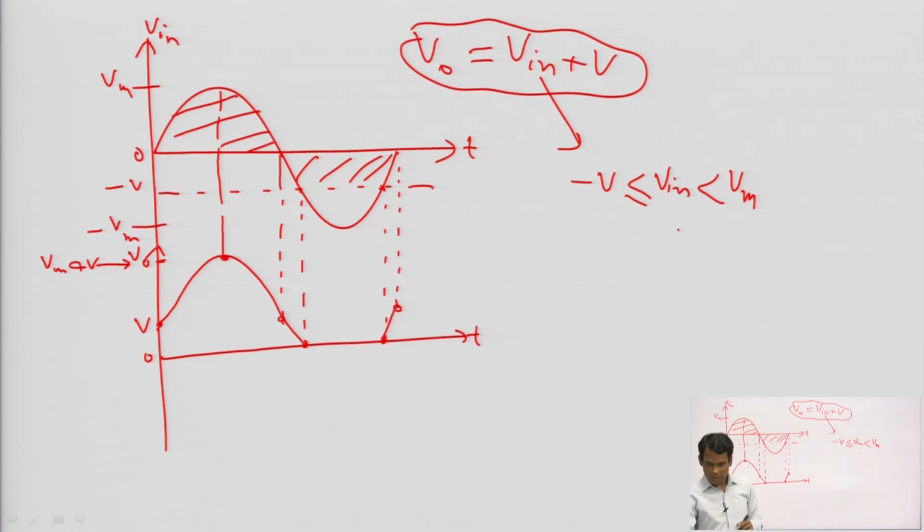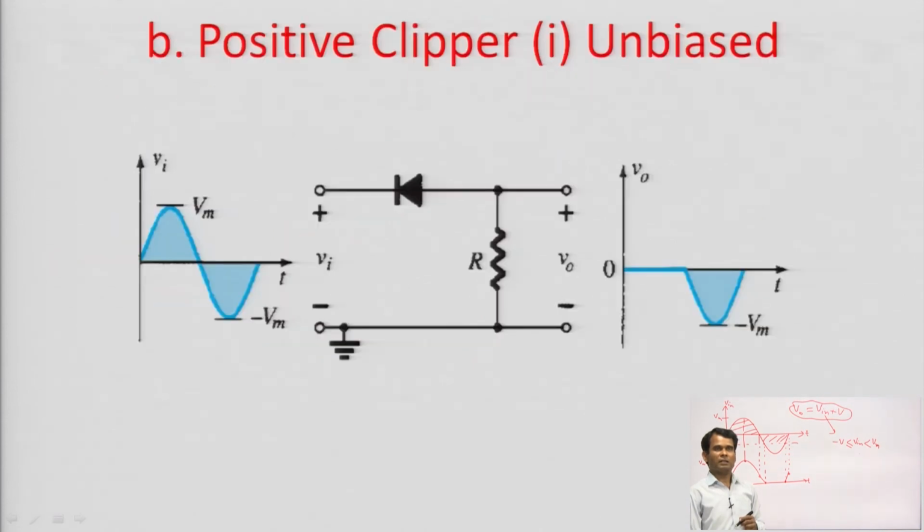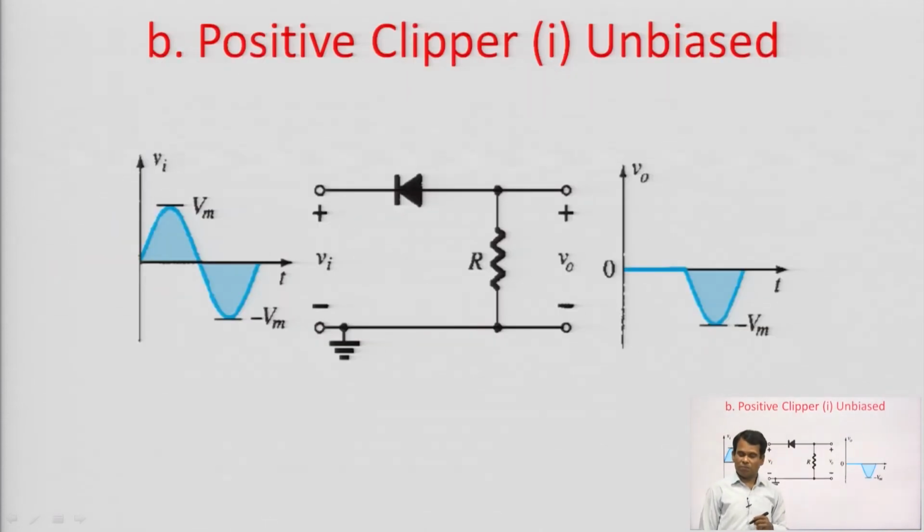Okay, guys. Now I am going to discuss the positive clipper. I have discussed all 3 types of series negative clipper. Now, in the same way, these are the series positive clippers. This is the unbiased case, and I have already discussed all 3 circuits of negative clippers, so in the same way we can also explain the positive clipper here. This is the unbiased case, a simple circuit.